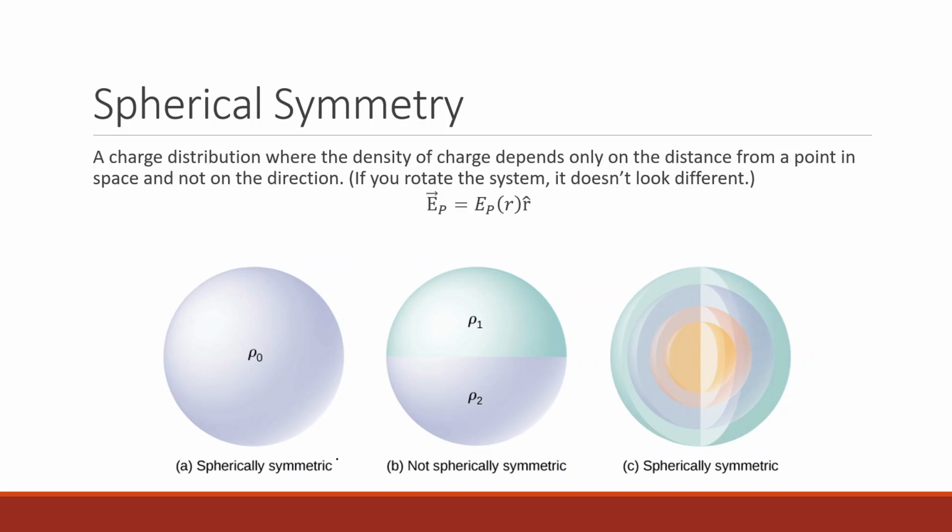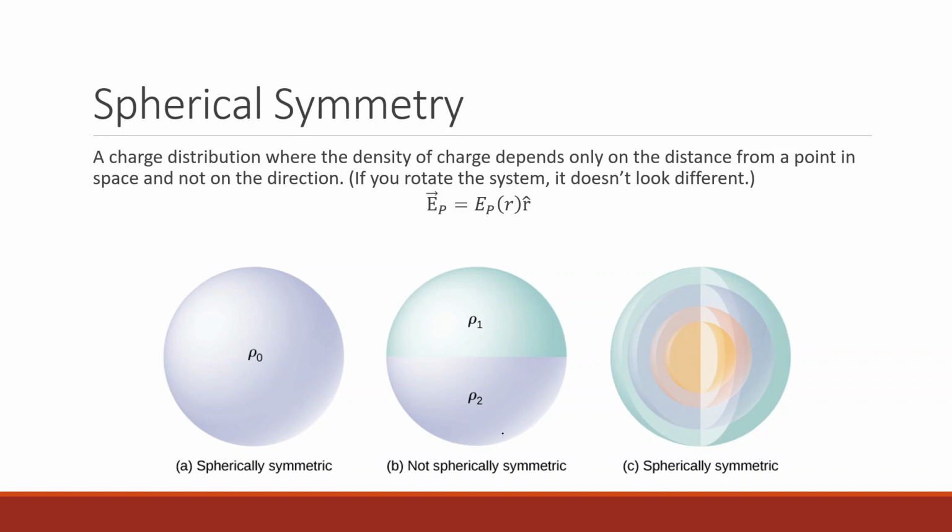So there's 3. We've got spherical symmetry, which is going to be a charge distribution where the density of charge depends only on the distance from a point in space and not on the direction. So basically, if you rotate the system, it doesn't look any different. So we have some examples down here. A is spherically symmetric. Our charge density rho, or rho naught, is the same throughout the entire body.